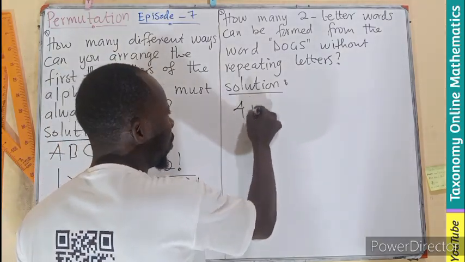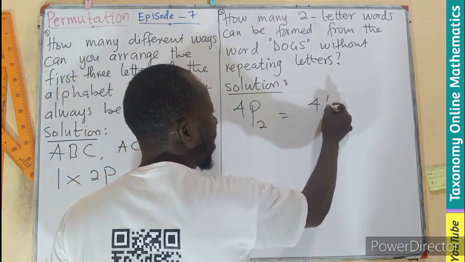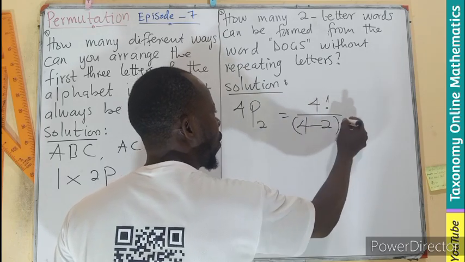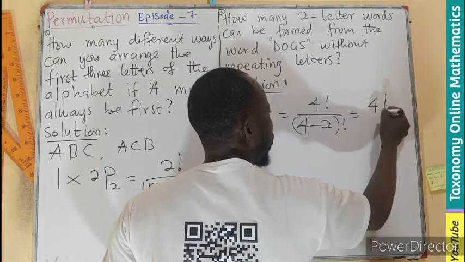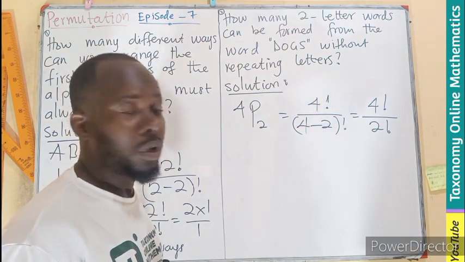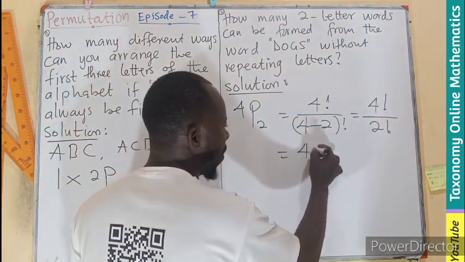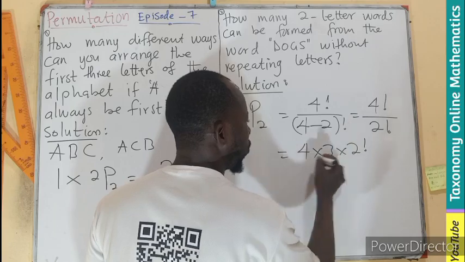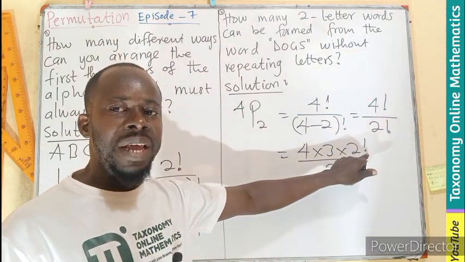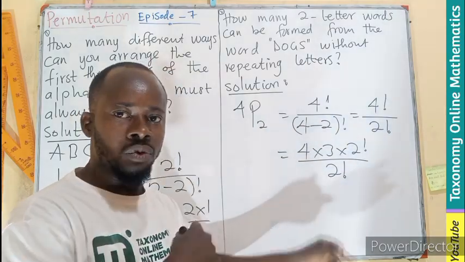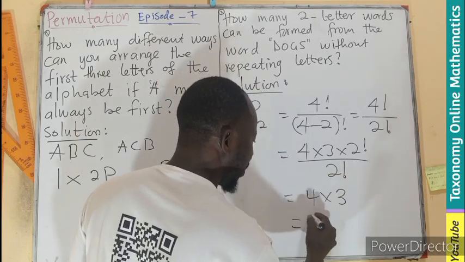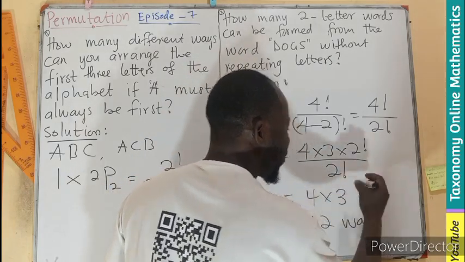Meaning 4 permutation 2, which is 4 factorial divided by 4 minus 2, all factorial, giving you 4 factorial over 2 factorial, right? 4 minus 2 is 2. So in this case, I have 4 times 3 times 2 factorial divided by 2 factorial. I can see 2 factorial, so I maintain this. If I expand, it will be the same as this, so they will cancel. So we are left with only 4 times what? 3, which is going to be 12 different ways.